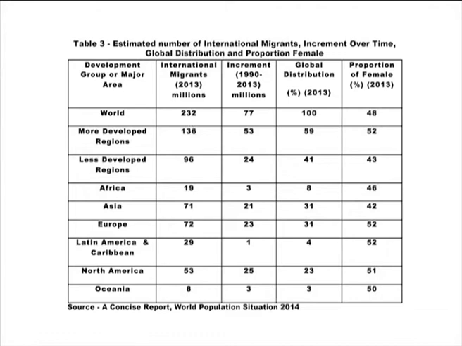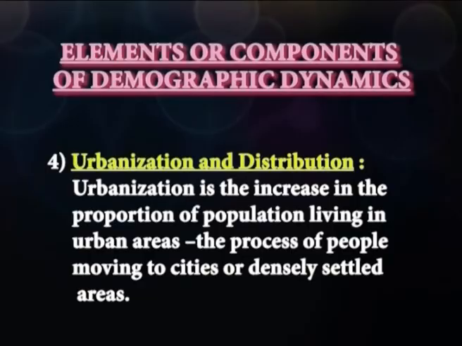For the world as a whole, 232 million people migrated internationally, and there has been an increment of 77 million during 1990 and 2013. During this period, the proportion of female migrants was 48%. In more developed regions, the proportion of female migrants was more at 52% as compared to less developed countries at 43%.